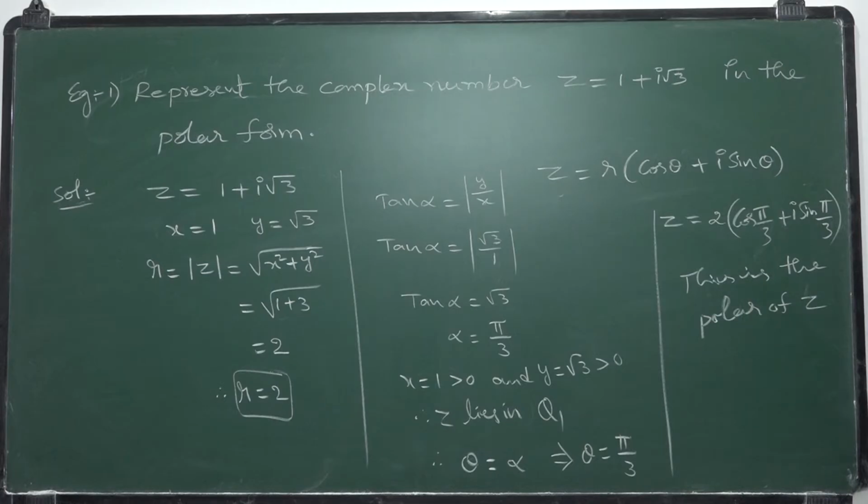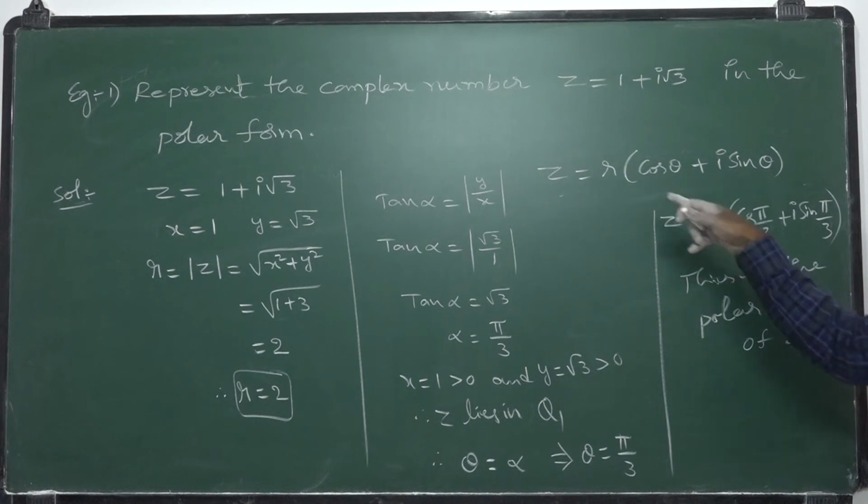Just we express the given complex number in the form of r of cos theta plus i sin theta. So this form is said to be the polar form of z. r is called the modulus of z and theta is called the principal argument of the complex number.